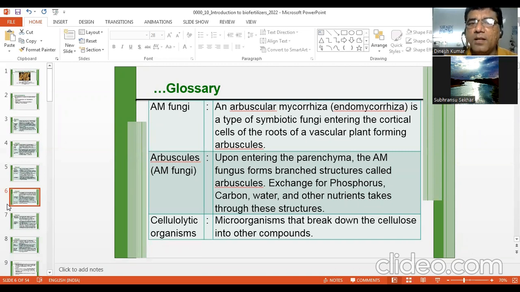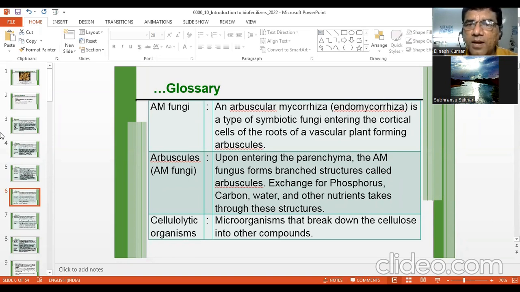So AM fungi is the new name for endomycorrhiza. It is a type of symbiotic fungi entering the cortical cells of the roots of a vascular plant, forming arbuscules. So it actually enters into the cortex cells or parenchyma cells of roots. However, the ectomycorrhiza also enter the plant cells, but it is mostly superficial. It does not go much inside, but AM fungi goes much inside the roots.